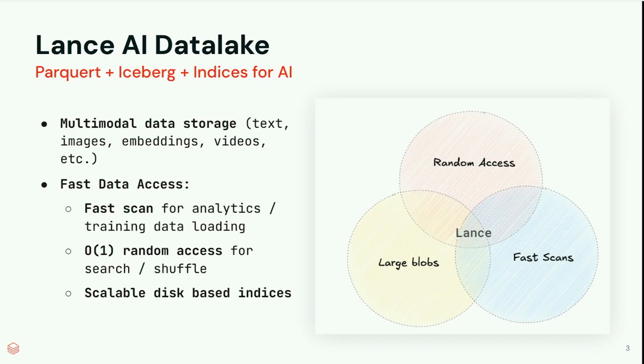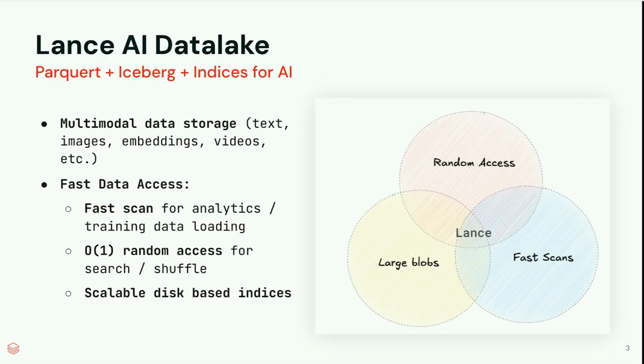So the question that we're trying to solve is listed here. We sometimes call it the new CAP theorem. We want to be able to store multimodal data, basically the large blobs, and we want to be able to do really fast data access. The two access patterns that we identify as common in AI workloads are, first, similar to Parquet, fast scan performance. How can you quickly stream a large block of data to your applications?